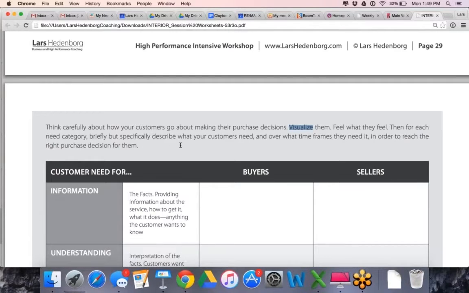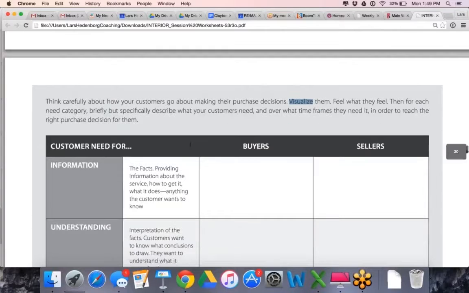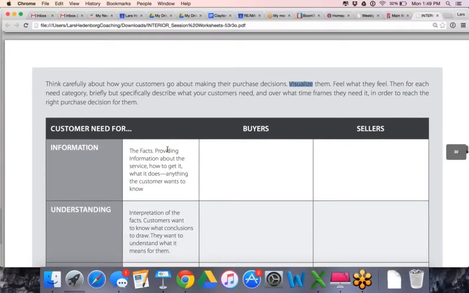Then for each need category, briefly but specifically describe what your customers need and over what timeframes they need it in order to reach the right purchase decision for them. So your customer need for information. So this is the facts, providing information about the service, how to get it, what it does, anything the customer wants to know. What's the buyer's need for information in getting to agree to sign a loyalty agreement? And what's the seller's need for information, and what does that information look like, and when do they need it?